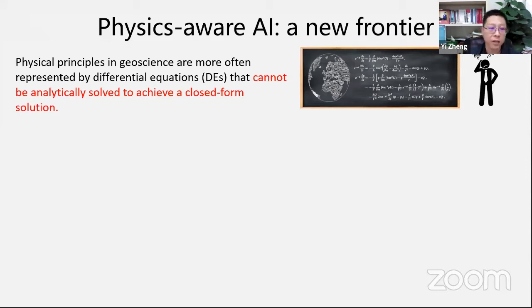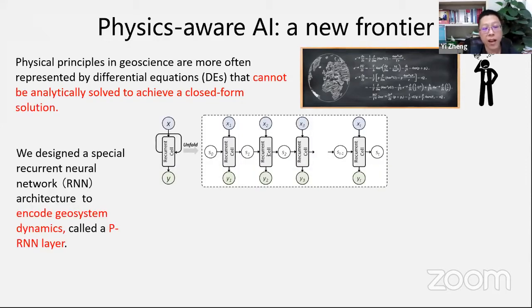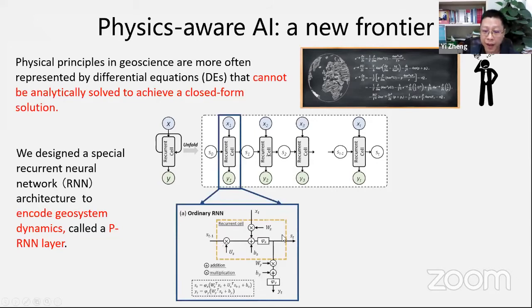Okay, that's a challenge. To address this challenge, we design a special recurrent neural network architecture, RNN architecture, to encode geosystem dynamics like a hydrological model. We call this type of neural network layer a PRNN layer. This is a typical structure of an RNN layer, and actually it has some algebraic functions, so there are some weights and biases in these functions.